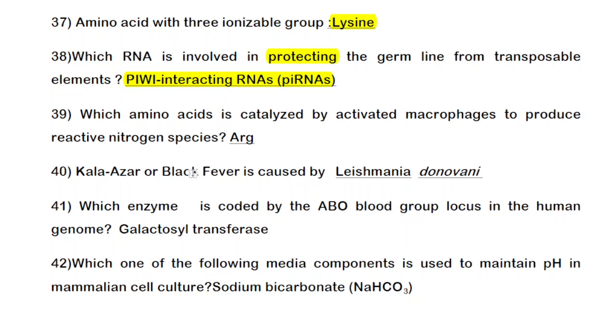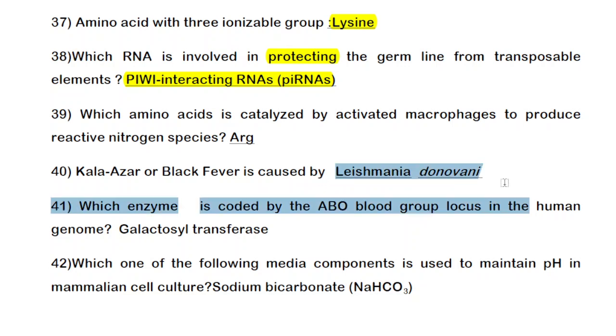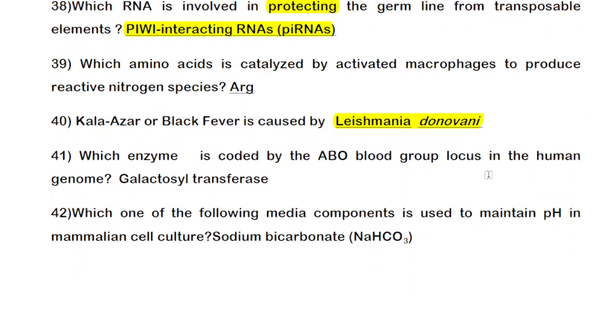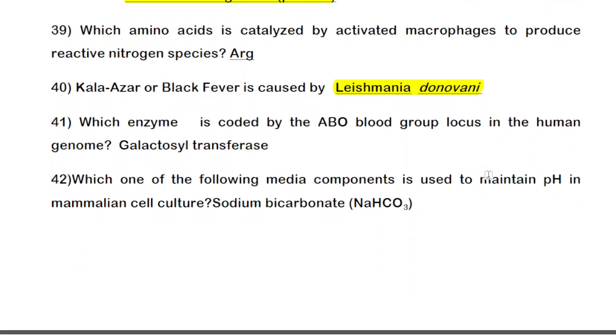40th question, Kala-Azar is also called black fever. It is a disease caused by a protozoan parasite called Leishmania donovani. Okay. 41st question, which enzyme is coded by the ABO blood group locus in the human genome? This ABO blood group locus is encoding an enzyme called glycosyltransferase. If you take the A antigen, it will be coding glycosyltransferase A.